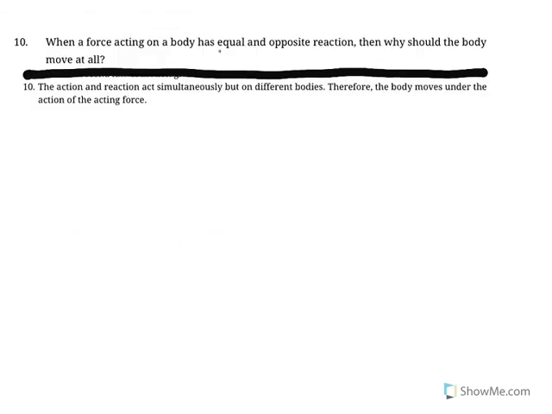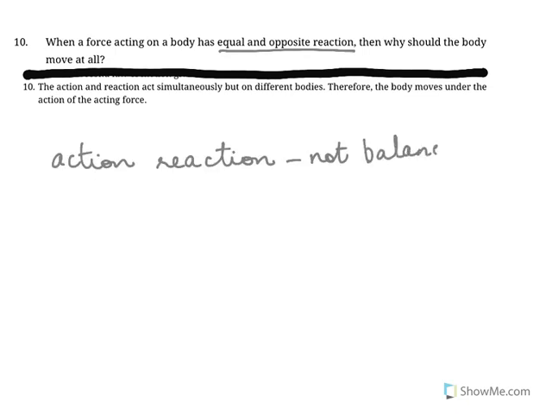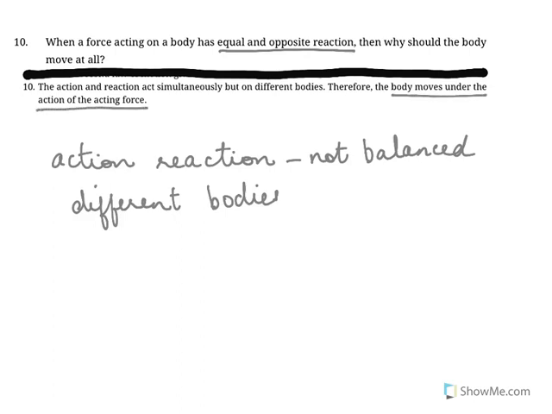When a force acting on a body has an equal and opposite reaction, then why should the body move at all? And this is, like we explained earlier, because the forces are not balanced. Action and reaction are not balanced forces. Why are they not balanced? They act on different bodies. So since they are not balanced forces, they will not cancel each other. Therefore, the body moves under the action of the acting force.